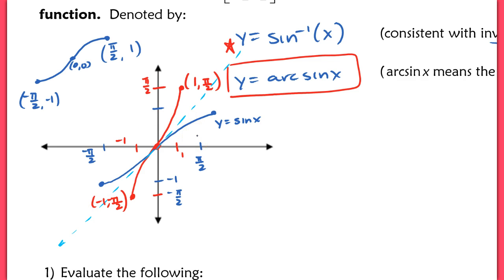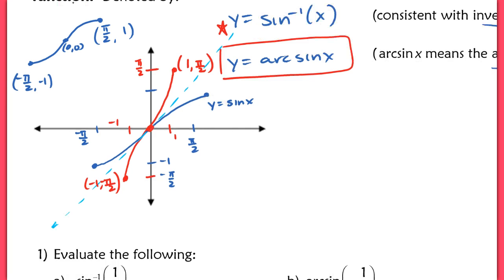So there's your inverse sine function and your sine function graphed on the same graph. All right, now that we know what the general shape of that inverse sine function is, I want to use that and our basic knowledge of inverse functions in order to find the domain and the range of our inverse sine function.